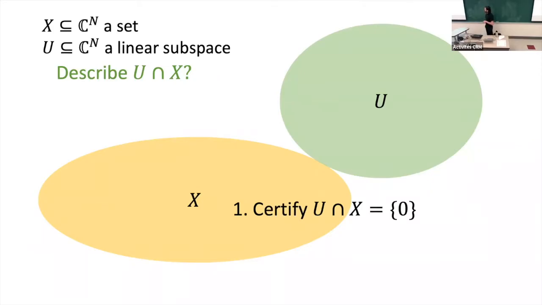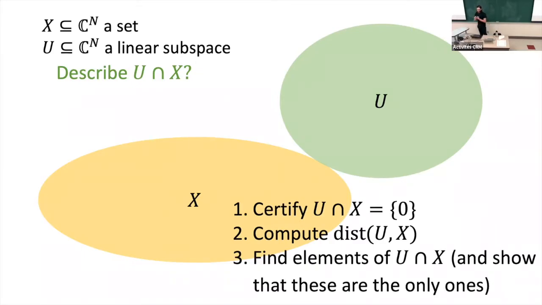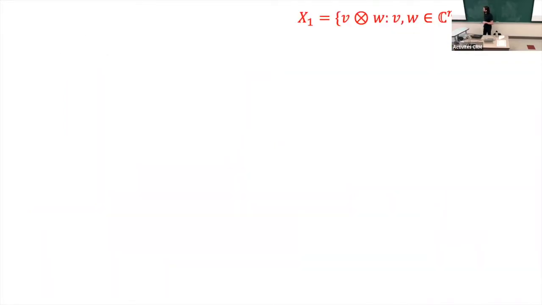One is to certify that the intersection of U and X is just the 0 vector. So X will have the 0 vector in it, so the intersection of U and X will always have the 0 vector, and certifying that this is the only element. Second is, if this is the case, then computing the distance between U and X, like the distance between any two unit elements. And third is, maybe they do intersect, and in that case, finding elements of the intersection and even proving that you've found all of the elements of the intersection. So I'm going to start by going over applications of these three questions for certain examples, and then we'll get into algorithms. So let's start.